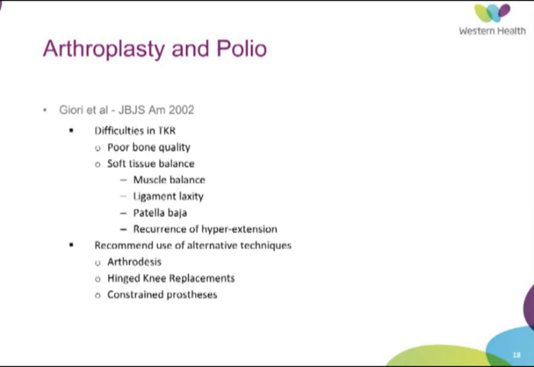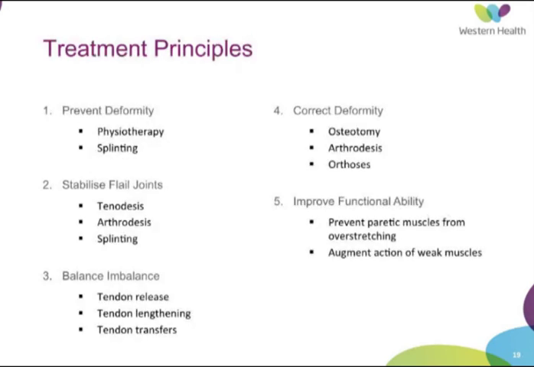The first thing is to prevent deformity, and this is achieved through physiotherapy and splinting. Stabilising flail joints can be done through tenodeses, arthrodeses, or again splinting. Balancing the imbalance, so through tendon releases, tendon lengthening, and tendon transfers. I should say too, one of the difficulties with tendon transfers is obviously when transferring a tendon, just in any other patient, you lose a great deal of power.